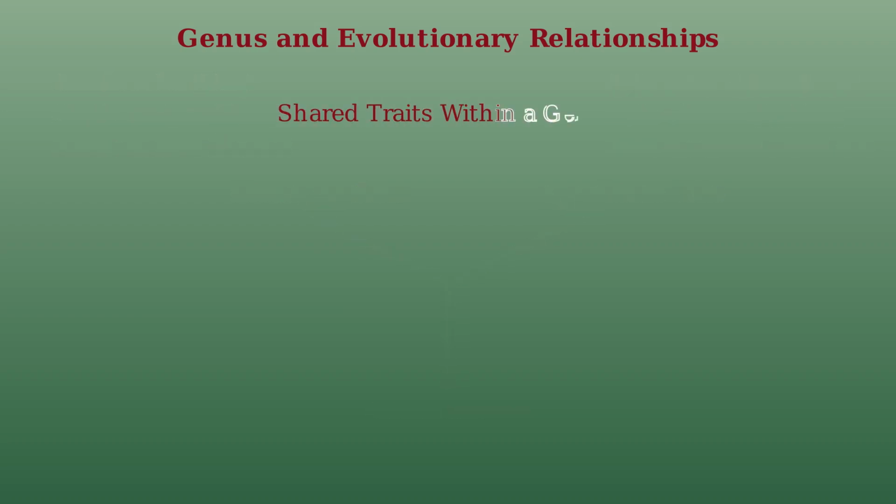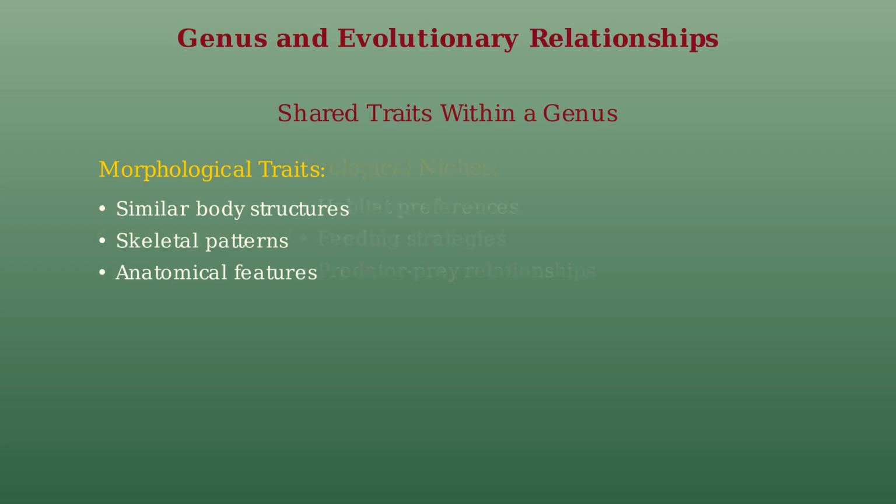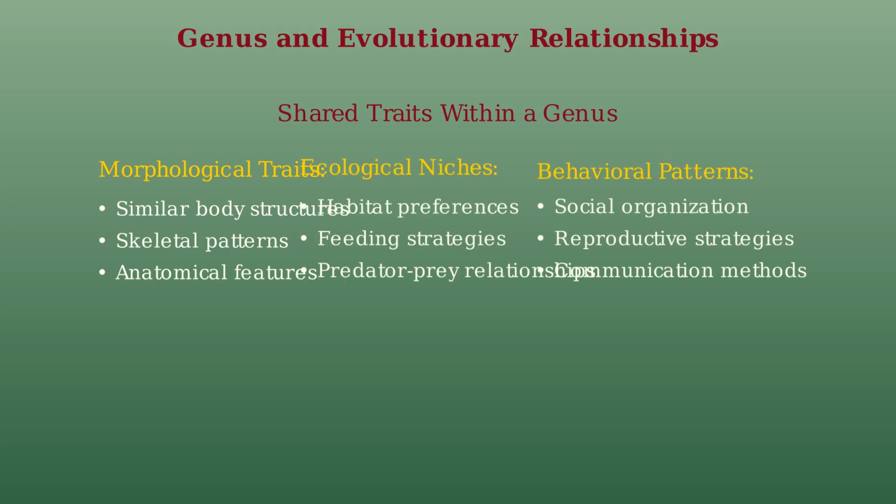Species within the same genus typically share important traits due to their shared evolutionary history. These shared traits can be morphological, like body structures, ecological, such as habitat preferences, or behavioral, including social organization patterns.